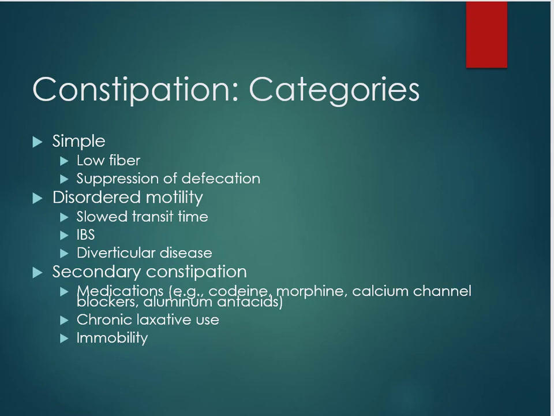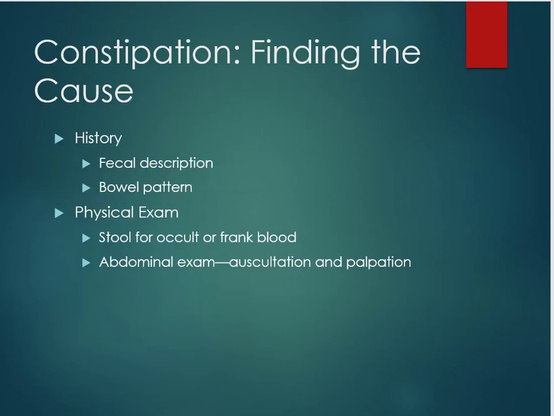Constipation is a result of low fiber and possibly suppression of defecation in a sedentary lifestyle. It can also be due to disordered motility, which might be slower transit time, IBS, or diverticular disease, and then secondary constipation related to medications such as narcotics, calcium channel blockers, and antacids. This can also be caused by chronic laxative use and immobility. With constipation, it's important to find the cause, and getting a detailed history will help you learn more about fecal description and what the bowel patterns are.